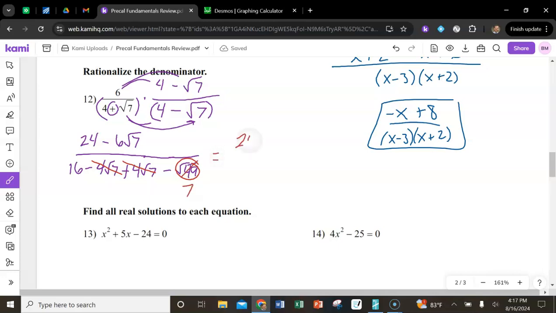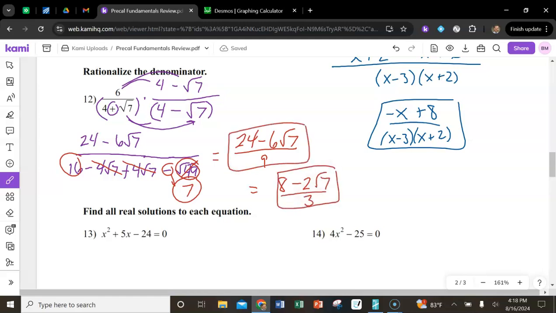So on top we have 24 minus 6 square roots of 7, and on the bottom we now just have 16 minus 7. 16 minus 7 would be 9. And that could be our final answer. I would say that if you have in this everything but the square root, so the 24, the 6, and the 9, I could reduce those all by 3, which I'll do. So that's going to be 8 minus 2 square roots of 7 all over 3. That would be the same thing as this. Okay, so if you can reduce those, go ahead and do that.